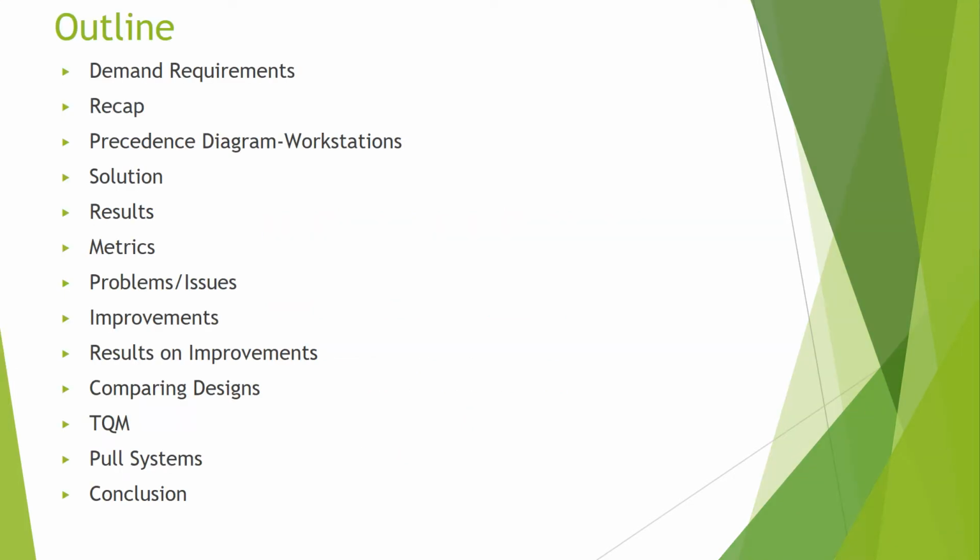So just a quick overview of the outline. We're going to be talking about the demand constraints, a quick recap, precedence diagram, workstations, solutions, results, metrics, how we measured the problems and the issues, improvements, results on improvements, comparison of the old and new design, total quality management. We'll talk about push systems and then conclude our findings.